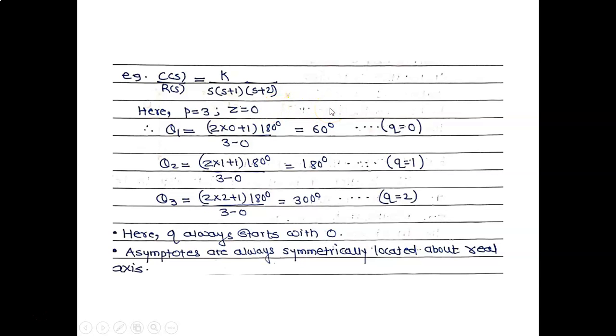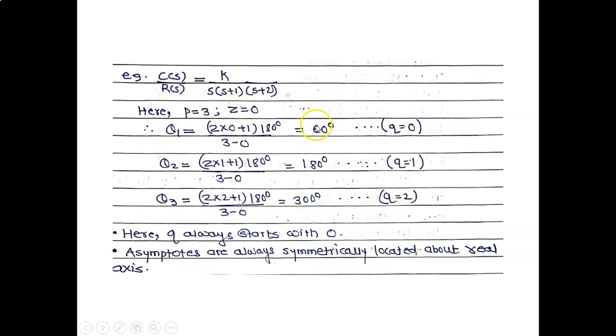Therefore, we have to substitute 3 values of q, that is q = 0, q = 1 and q = 2. Therefore theta 1 = (2 into 0 + 1) into 180 degrees divided by (3 - 0) = 60 degrees. Now for q = 1, theta 2 = (2 into 1 + 1) into 180 degrees divided by (3 - 0) = 180 degrees. Now at q = 2, theta 3 = (2 into 2 + 1) into 180 degrees divided by (3 - 0) = 300 degrees.